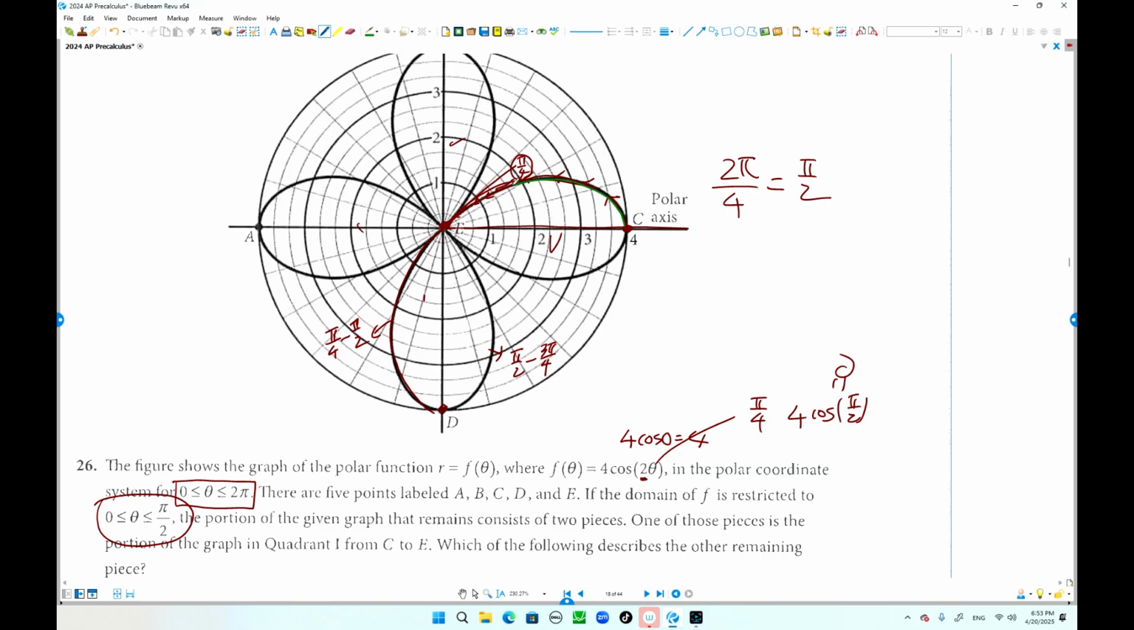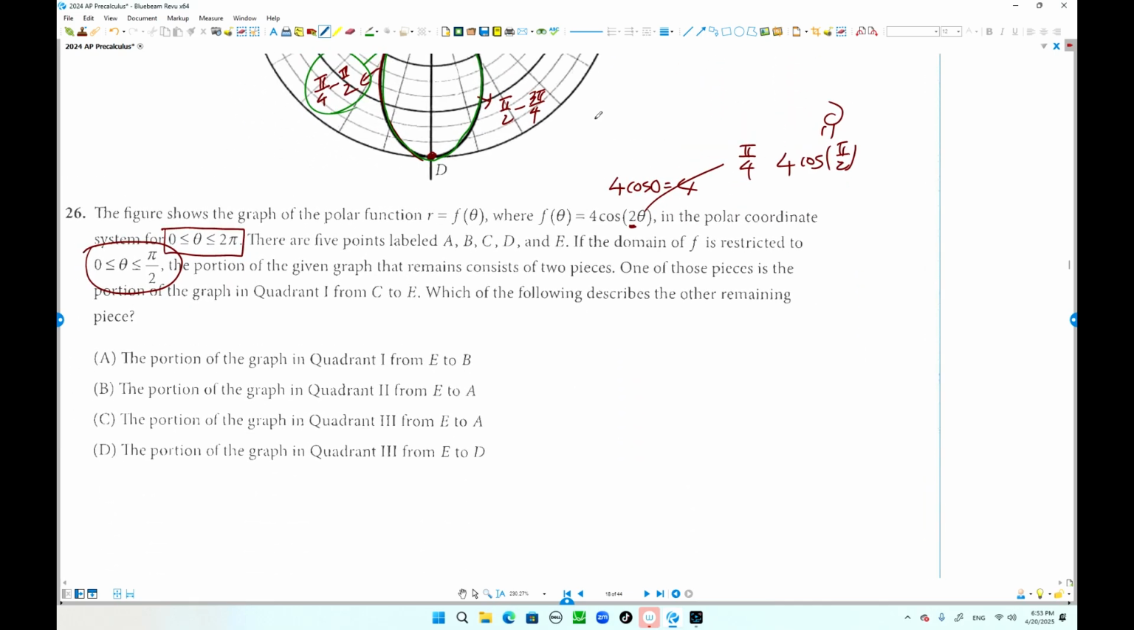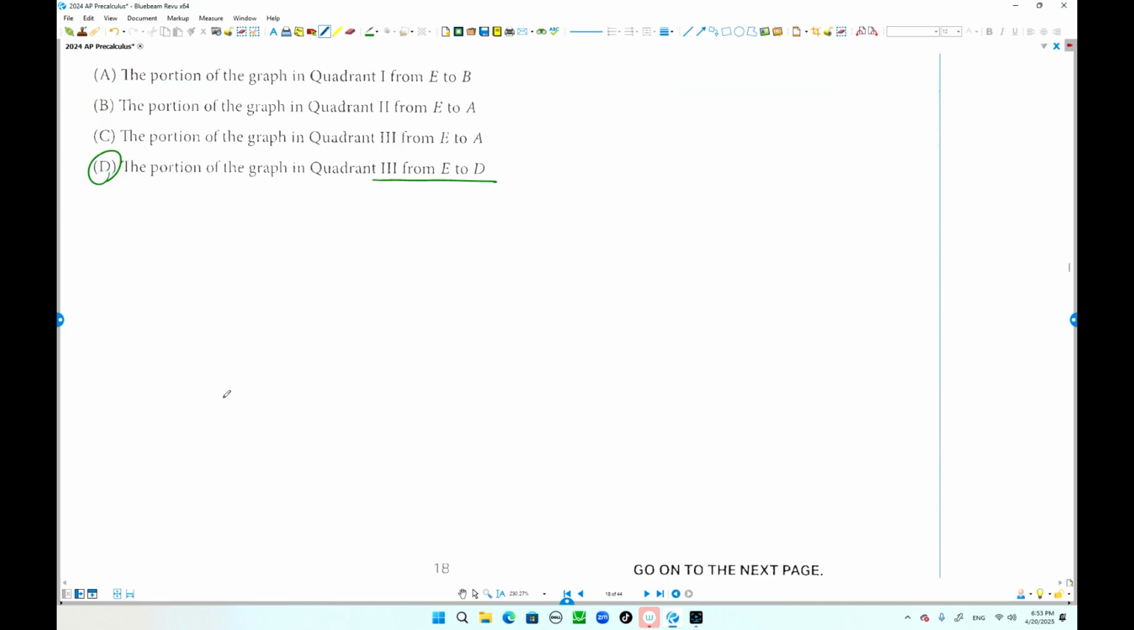Here, here, the next one here, the next one is here, the next one is here, the next one is here, and here, the final graph is over here, right? That is the final graph, okay? So this is the graph of pi over 4 to half of this one, with the first part over the second part over here, okay? So E to D in quadrant 3 is the answer. Quadrant 3, E to D, okay? So option D is the answer.